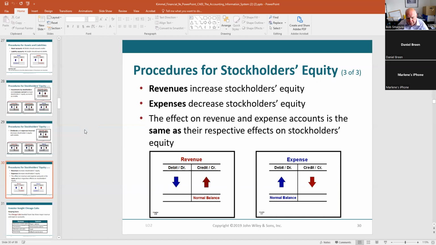Let's talk about the effect on the accounting equation, your T accounts. Revenue increases stockholders' equity. A revenue is sales. Sales, income, revenues, whatever you want to call it, increases stockholders' equity. Expenses decrease stockholders' equity. Revenues have a normal credit balance. Expenses have a debit balance. And there's no other way to teach it, just telling you to drill on it until you're familiar with it.